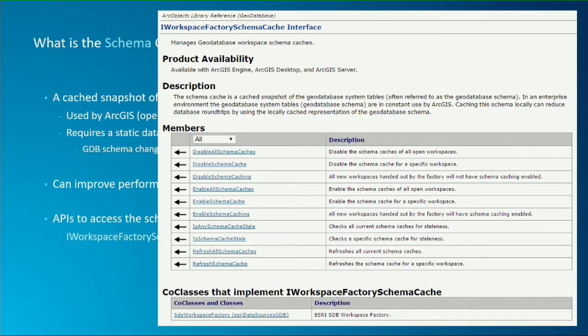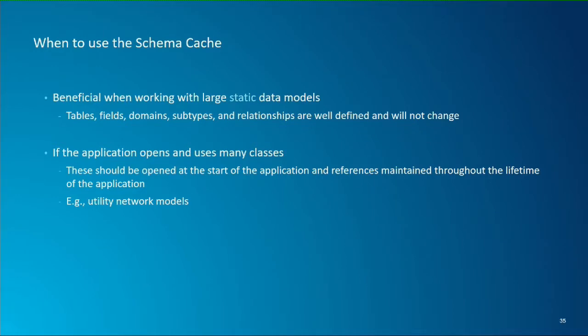And here are the analogous APIs for working with the Schema Cache. Okay? And those are found on the workspace factory, not on the workspace itself. When do you want to use it? When you're working with large static data models, or if you're opening and dealing with a large number of classes. When you open up everything, you may want to grab the Schema Cache or enable it before you go and do these operations. Okay?